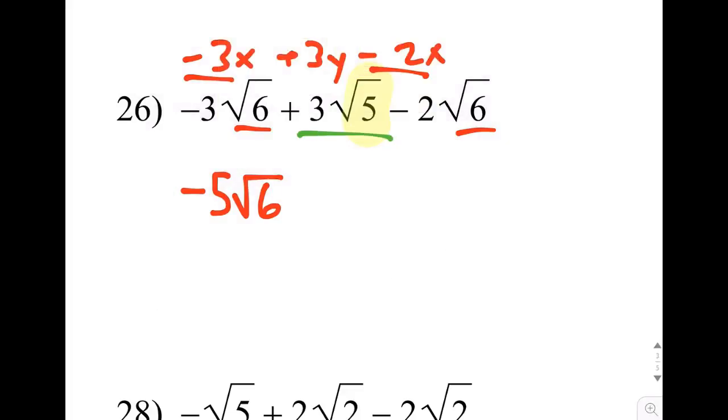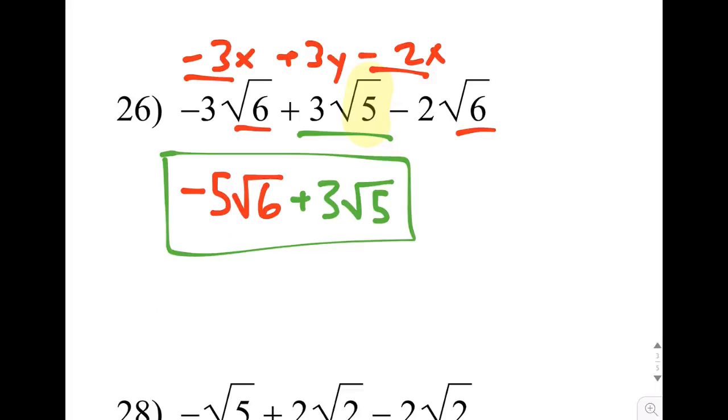Then right here you have this oddball one that just kind of comes along. 3 root 5. So you would leave that, and you cannot simplify any farther. Your final answer for that is negative 5 root 6 plus 3 root 5. They never can combine.